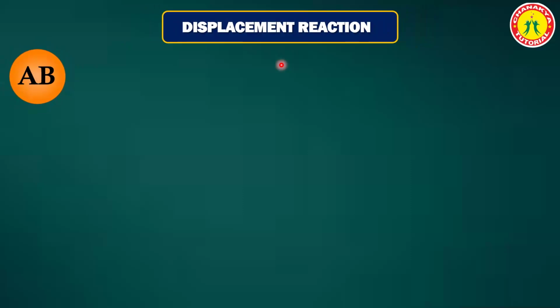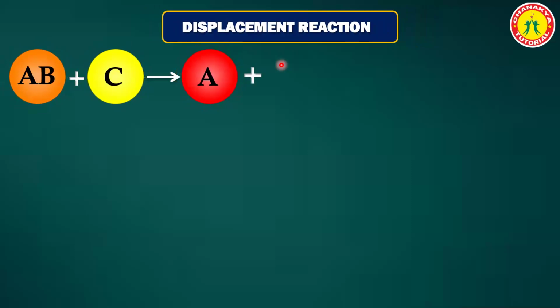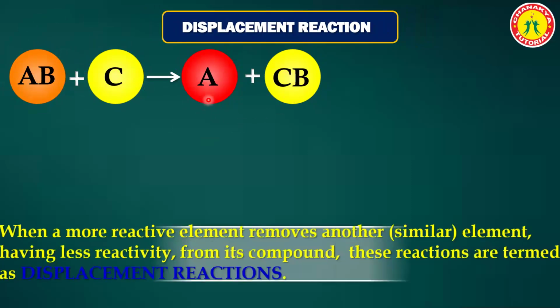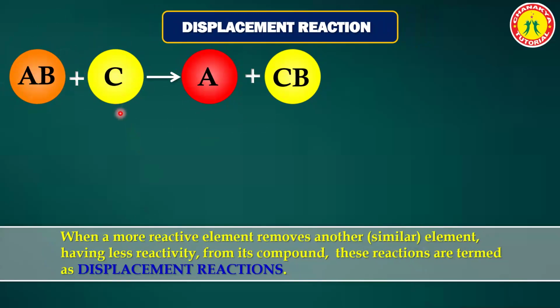Another type of reaction is displacement reaction. For example, AB plus C changing into A plus BC. If we see here, C displaced A and combined with B and formed CB, and A was left alone. So C is the more reactive element and A is the less reactive element. So C removed A and combined with B.